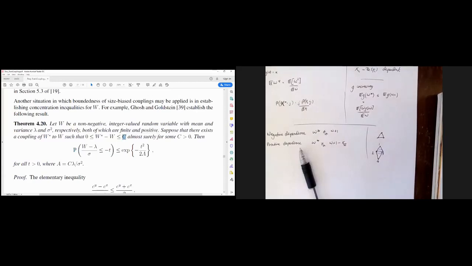So I just want to show you this, not because it's related to the monotonicity we've been thinking about, but because I think it follows on quite nicely from the things we were talking about a couple of weeks ago when we were looking at using bounded couplings, and in particular bounded size bias couplings, for Gaussian approximation. Somehow this fits in most naturally in a Poisson setting, because we're thinking about non-negative integer valued random variables. So mean lambda, variance sigma squared.